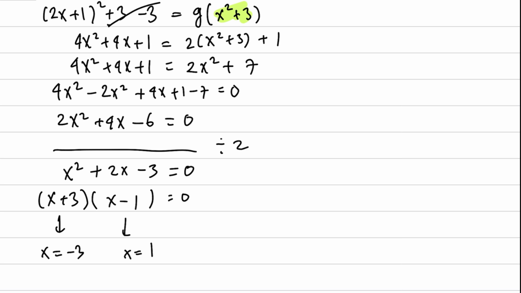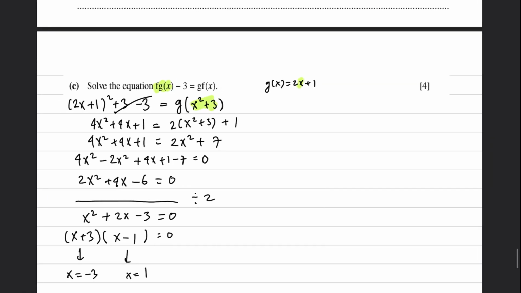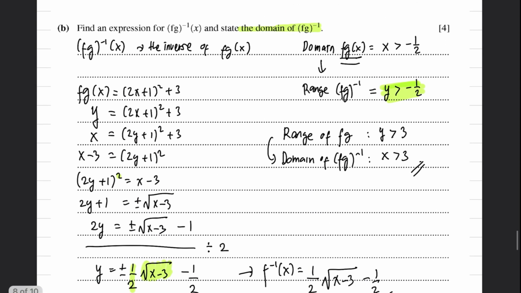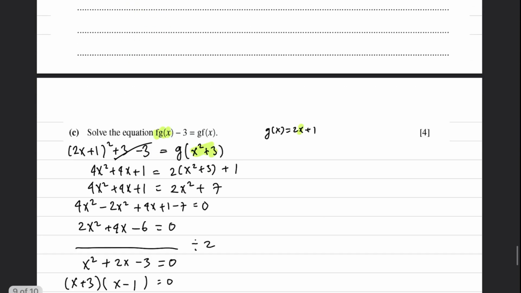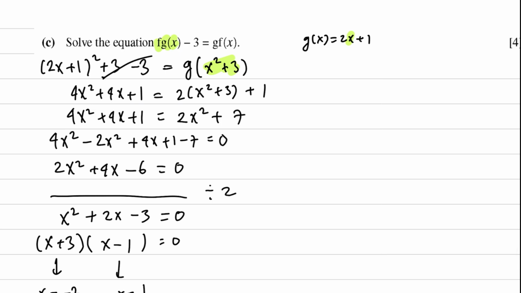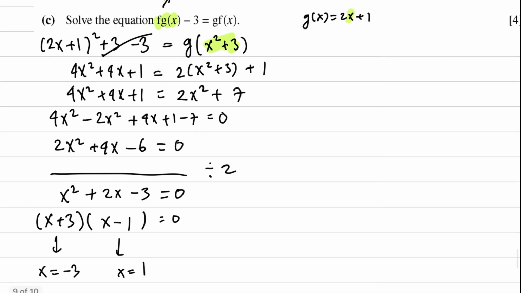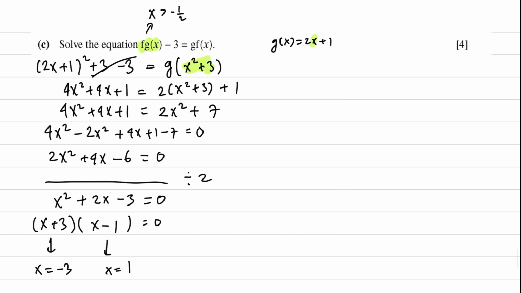But be careful, because we use fg(x), and we know that the domain of fg(x) must be bigger than minus half. So for fg(x), the domain must be bigger than minus half. Is there any equal sign here? No, it's just bigger than. So that means we cannot take x equals negative 3. So that means our answer is only x equals 1. So that is our answer.